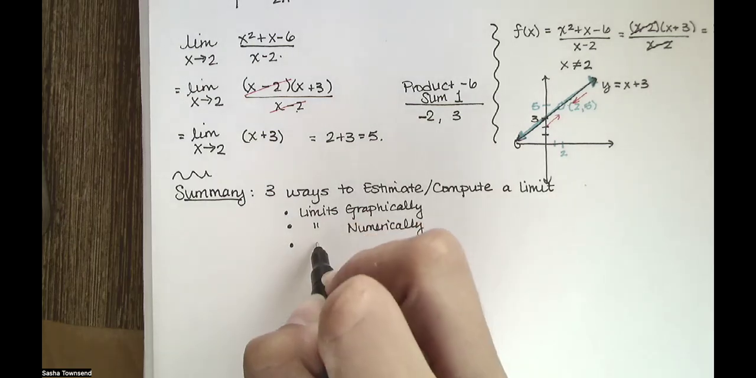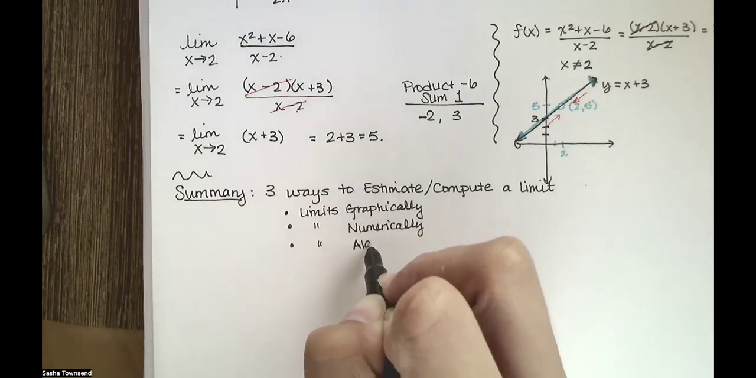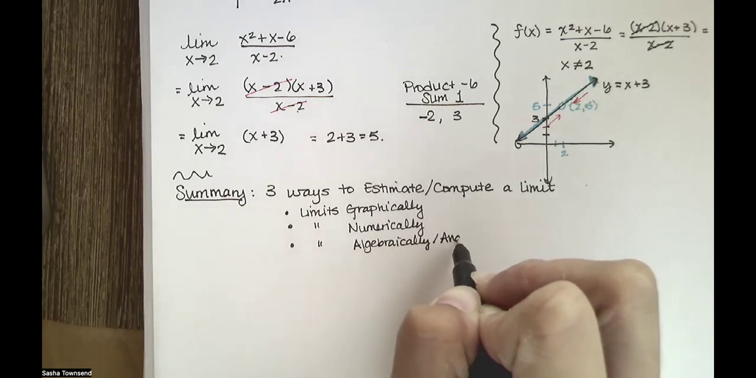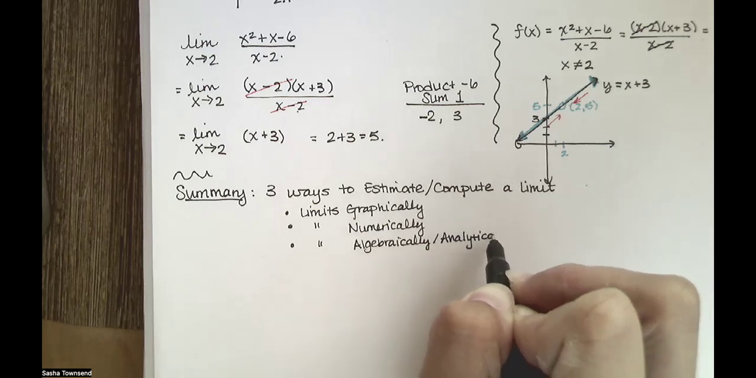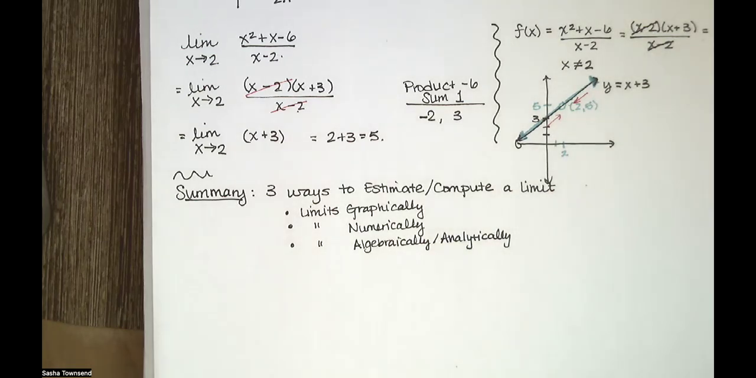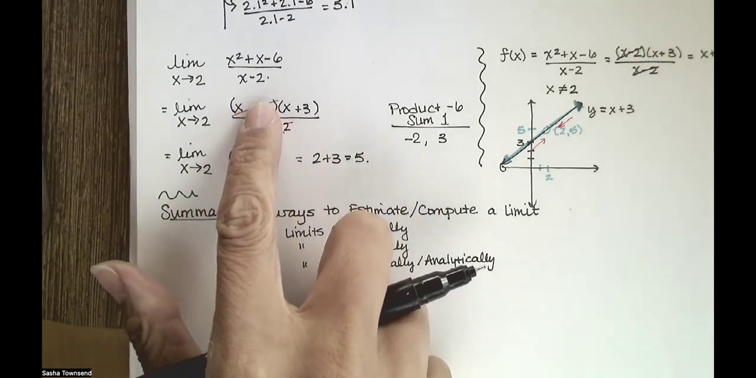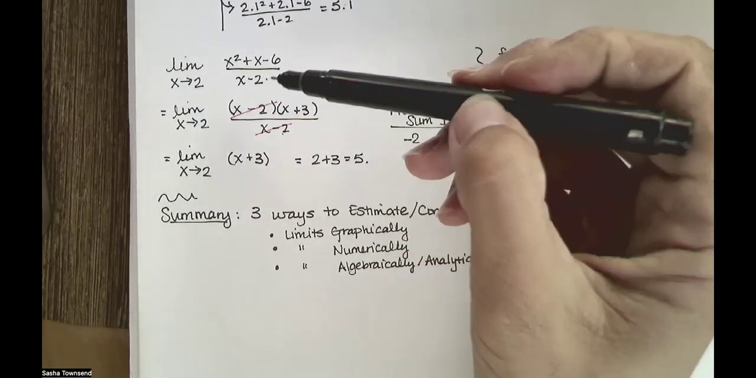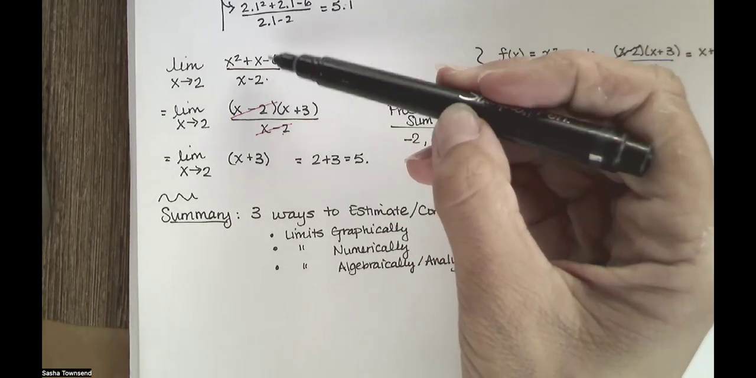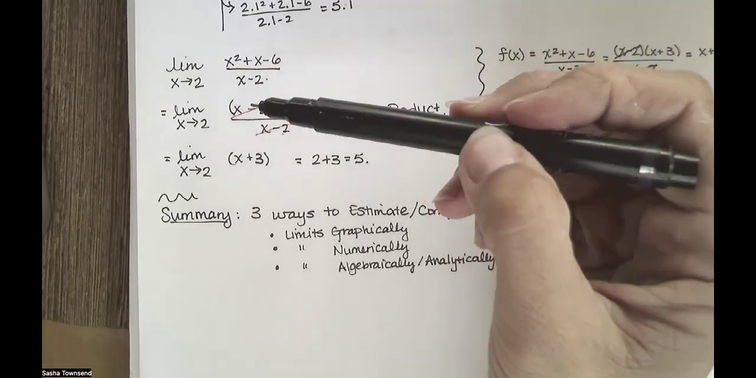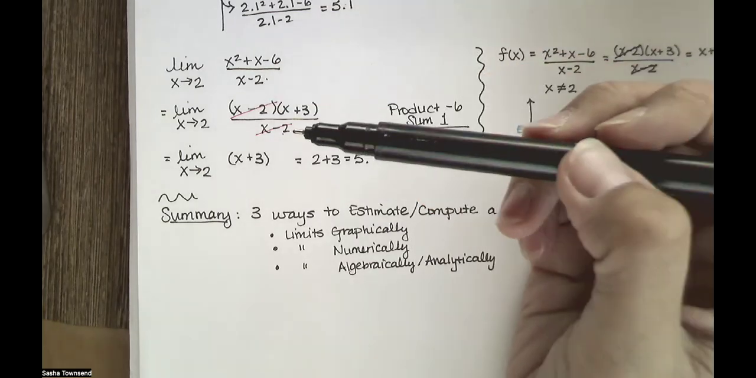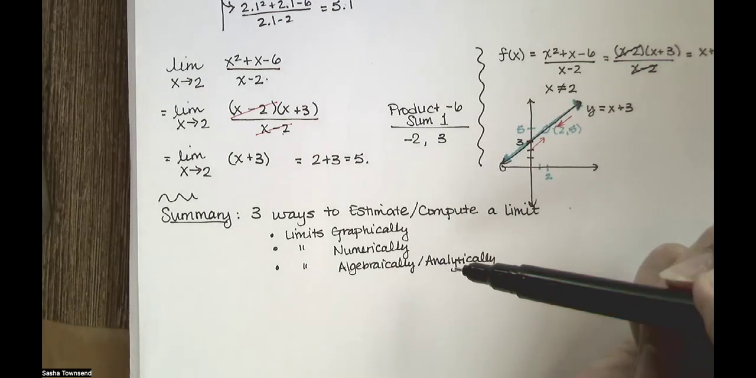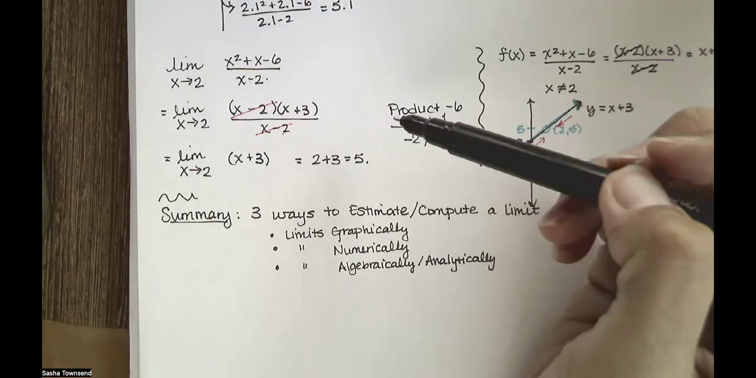And then finally, limits algebraically or analytically involves not really looking at the graph, but thinking about that expression there. Now, all 3 of these methods tell the same story. If I think about this expression and I say, okay, I can't plug in 2 because I get a 0 over 0. Is there any way I can get rid of the 0 over 0 problem? Well, I can simplify by factoring and then reducing a common factor. That's the limit algebraically part of this.